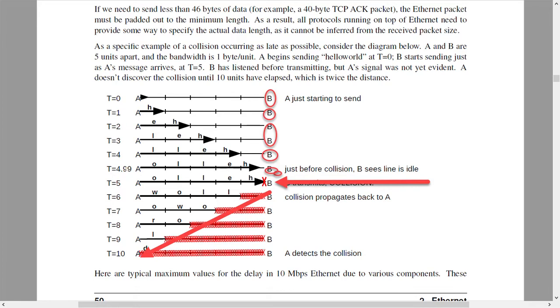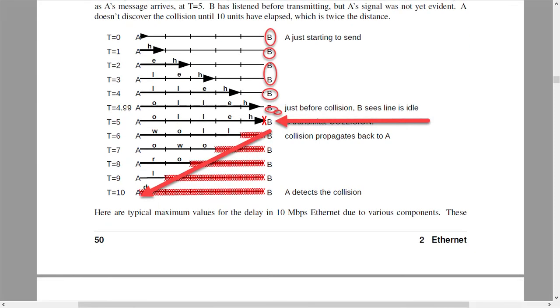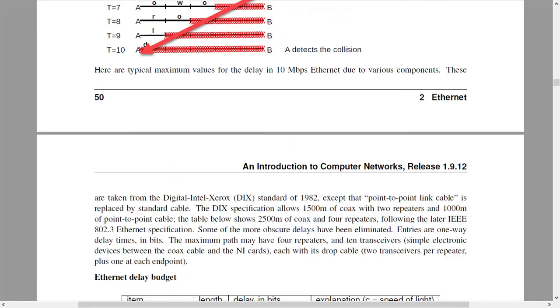So B detects the collision, which is basically here's a bunch of unintelligible garbage. And then eventually you have to propagate all this time back to A. So A understands that everything it just sent was unintelligible at the other end. So it just takes a while for this system to occur, and that's how collisions occur.